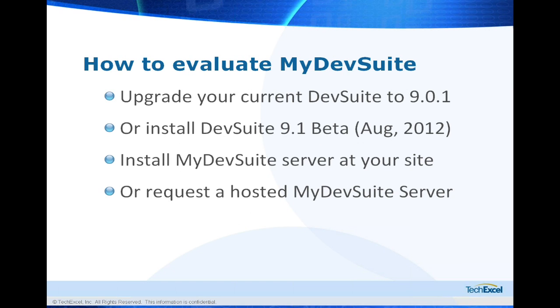If you're an existing DevSuite customer and you want to try it and see it with your real data, you can, first off, you have to be on DevSuite 9.01 or above. If you want to see reports and everything, then in August you can install the DevSuite 9.1 beta. Once you're upgraded to the latest version, you just need to install the MyDevSuite server at your site, which you'll be able to download from our download site. Or you can request a hosted MyDevSuite server, which essentially just allows you to connect using a URL that we provide instead of installing anything on your current server.